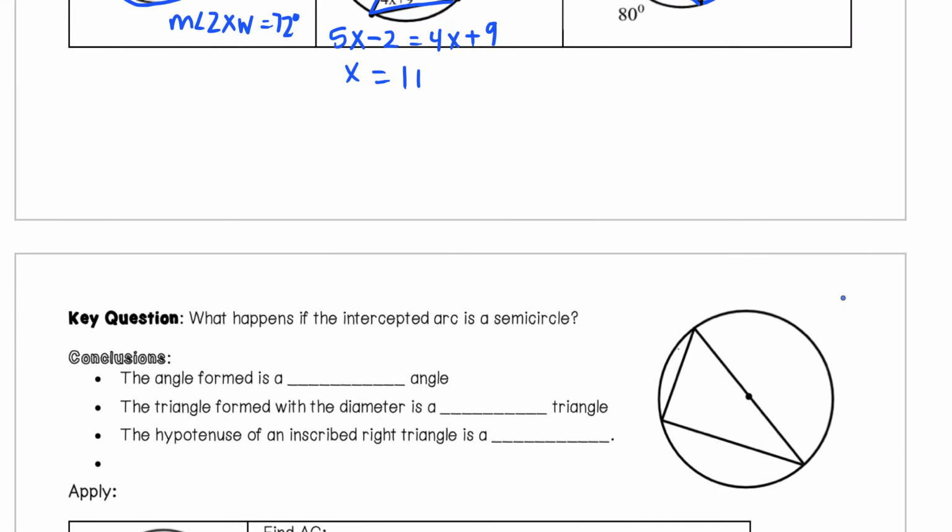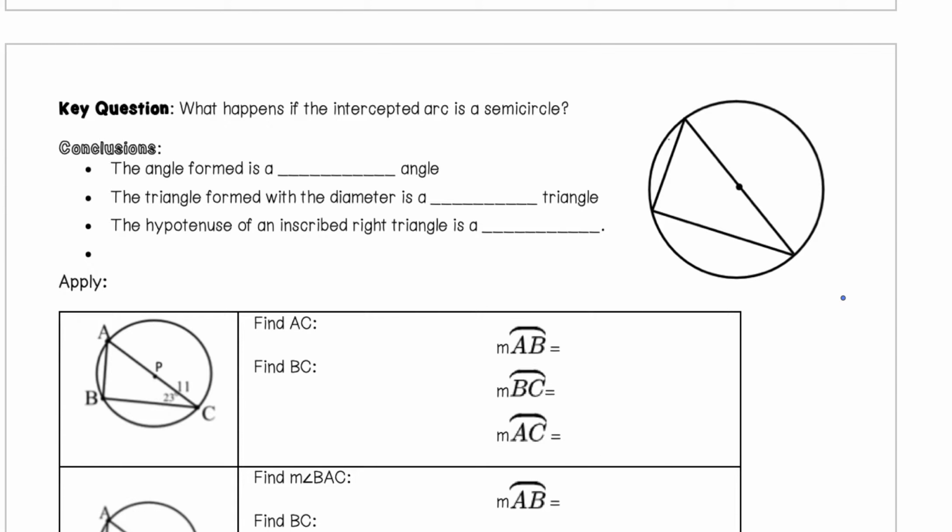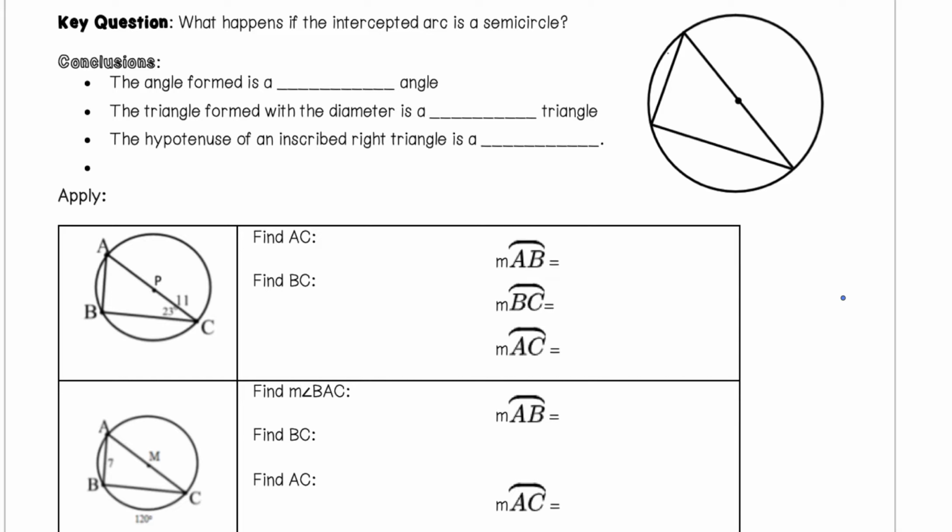We're going to use this to help us come to some conclusions for what would happen if the intercepted arc is a semicircle. Here in this diagram, we can see this inscribed angle sitting on the circle, so let's call it A, B, C, and it's on circle D. BC goes through the center D, which means BC is a diameter. So the intercepted arc BC is going to be 180 degrees because it is a semicircle, on that diameter.